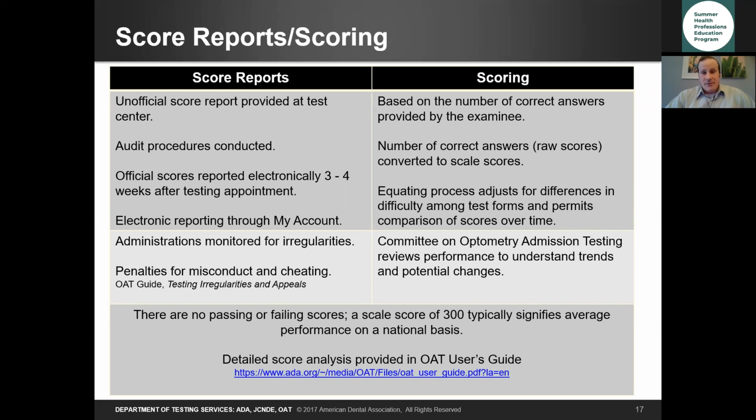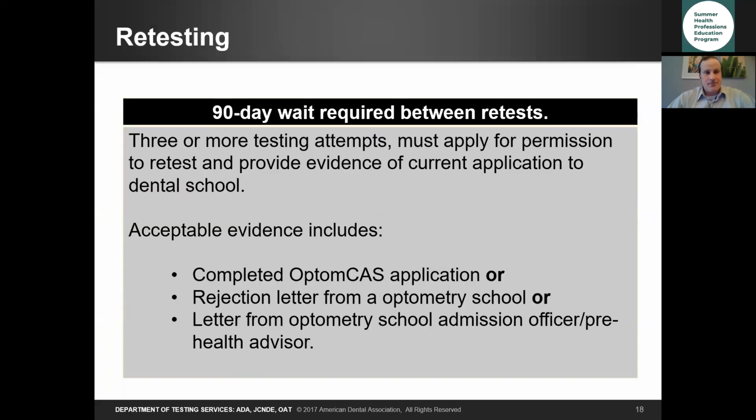There are no passing or failing scores. This is an aptitude test. You're just gauged versus other people who took the test. 300 is typically average, maybe up to 320, depending on the section of the test. For more information on that, there is the OAT User's Guide that we make publicly available, and is what we hope the optometry schools are using to set what criteria they want to see in OAT scores, so you can get a sense of what the averages are in that document.